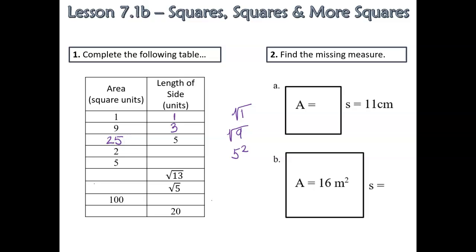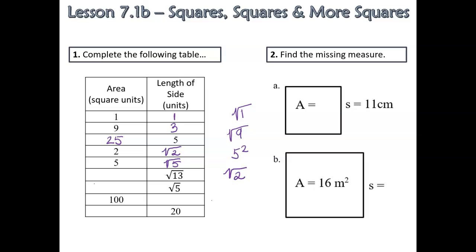If you have an area of 2 square units, you're going to take the square root of 2. Well, right now, there is no whole number that you can multiply by itself to get to 2, so that's a decimal. So we're just going to leave the side length as the square root of 2. If the area is 5 square units, there again is no whole number that you can multiply by itself to get to 5, so we're going to leave this side length as the square root of 5.